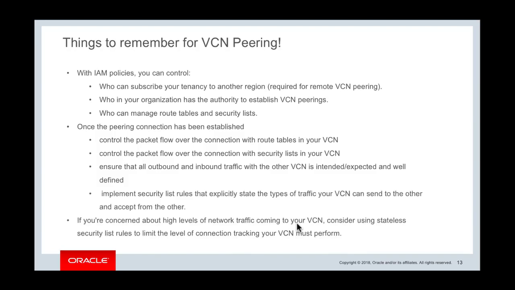And similarly, when you create your VCN peering, your overall VCN traffic can increase. So if you're concerned about the level of network traffic coming to your VCN, you can consider using stateless security rules in your security list. This actually completes our section on the advanced functionalities of virtual cloud network.